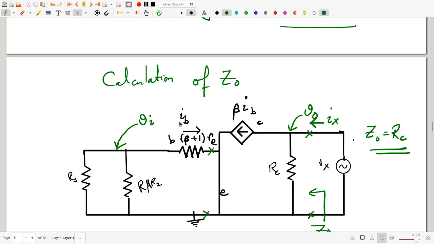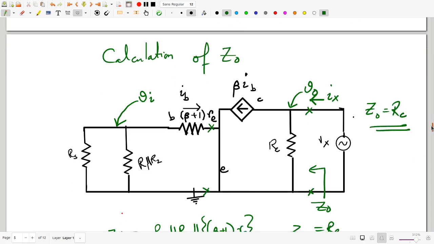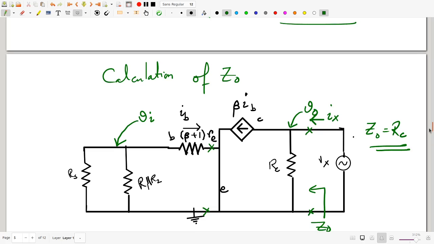But what happens when IB is 0? This path essentially carries no current, so this is open. So I don't even have to calculate Vx by Ix in this case. I know that all that you are going to see from the output side, from this ZO, is simply this RC, because this part carries no current. So the output impedance is simply RC. Okay, let me just stress one thing.